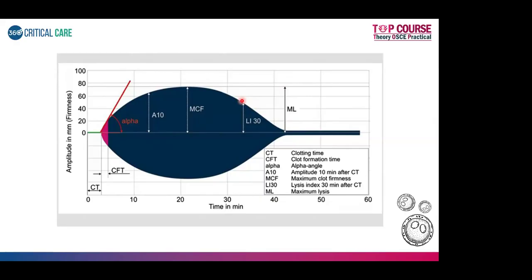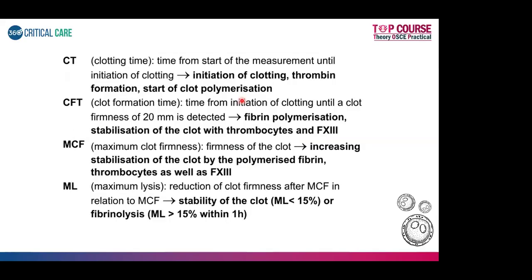This is going to be there in all the things I mentioned earlier. I told you there are things like INTEM, EXTEM, HEPTEM, APTEM. I'll tell you what those TEMs mean, so don't worry about it. CT, or clotting time, is the time from the start of the measurement until the initiation of the clot. Here the clot polymerization would have begun. Then CFT, usually fibrin polymerization would have started. Similar to K time, it's about your fibrinogen values. Usually it mixes with factor 13 and thrombocytes. Maximum clot firmness is the stabilization of the clot.